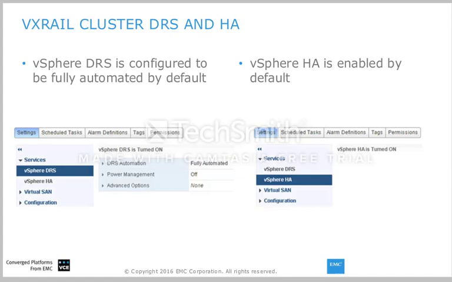vSphere DRS, or Distributed Resource Scheduler, is configured to be fully automated by default. It is also important to note that in the current release, vSAN Distributed Power Management is disabled. Enabling it would create issues for vSAN and patch management. Therefore, DRS is fully automated on all nodes at all times. This is true even with 8 appliances, 32 nodes. HA is also enabled by default.